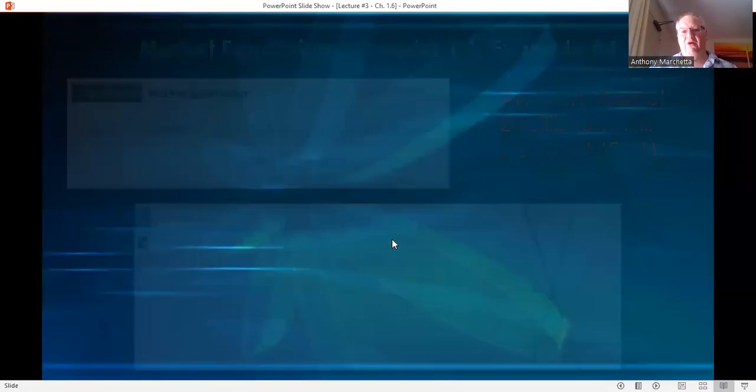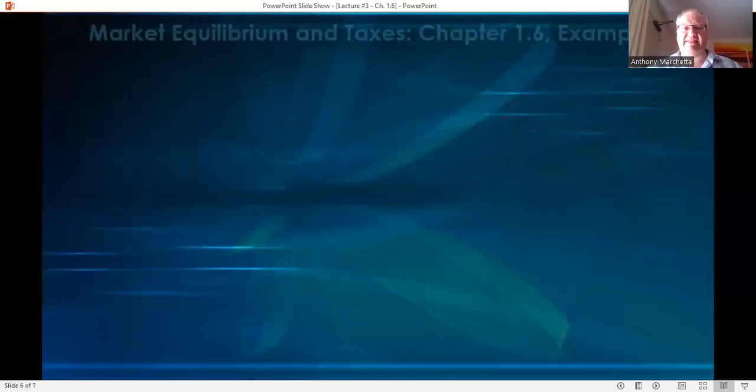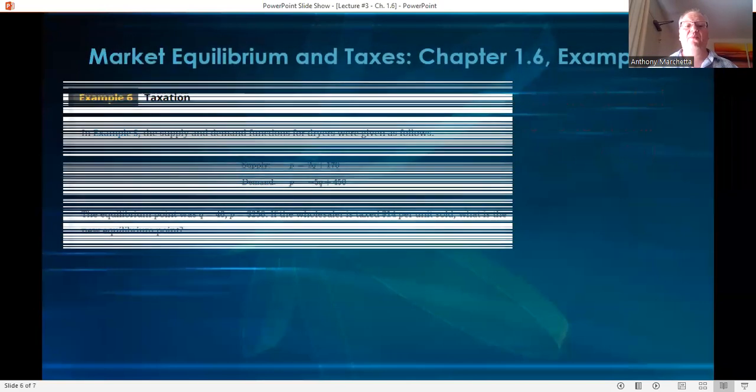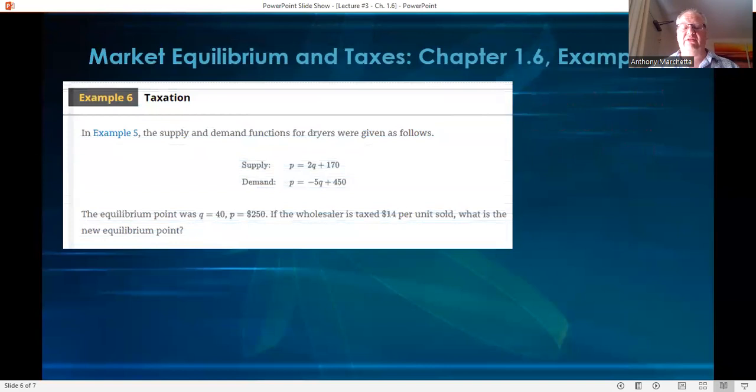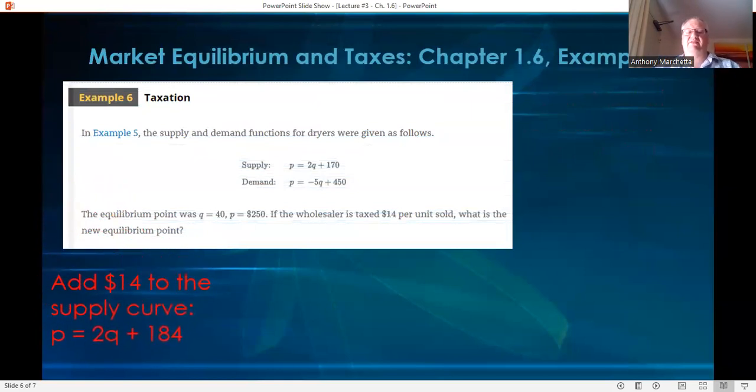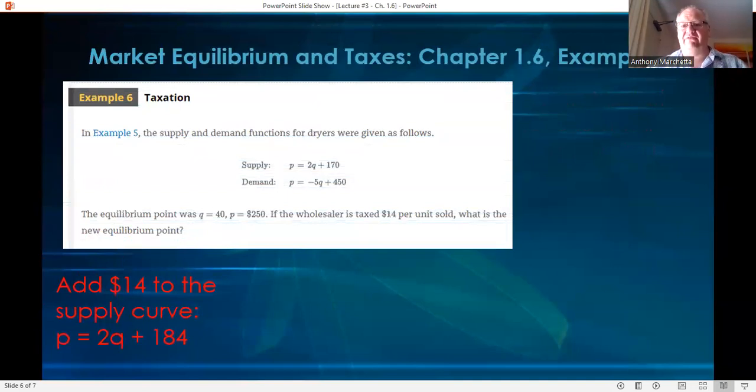Once in a blue moon, when you do market equilibrium, they'll throw in the concept of taxation. Taxation is actually not as complicated as you think. Whenever you see a story where you're doing market equilibrium, you have a supply and demand, and then there is a bonus taxation, the way you deal with it is you tack it on and add it to the supplier. For example, in this one, it says the wholesaler is taxed $14 per unit. So what is the new equilibrium cost? It's really very simple. All you do is just add 14 bucks to the supply curve, and that's all you have to do for figuring out taxation.